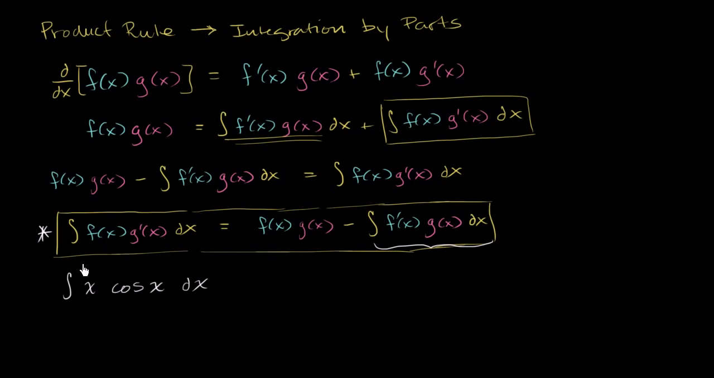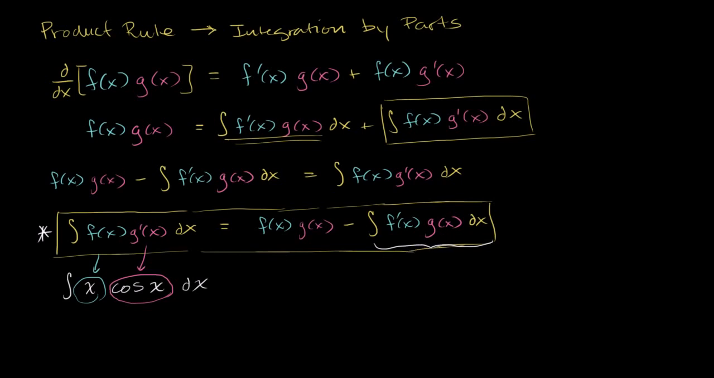So in this case, if we assign f of x to be equal to x, f prime of x is definitely simpler. F prime of x is equal to 1. If we assign g prime of x to be cosine of x, once again, if we take its antiderivative, that's sine of x, it's not any more complicated. If we did it the other way around, if we said f of x to be cosine of x, then we're taking its derivative here. That's not that much more complicated. But if we said g prime of x equals x, and then we had to take its antiderivative, we get x squared over 2, that is more complicated.